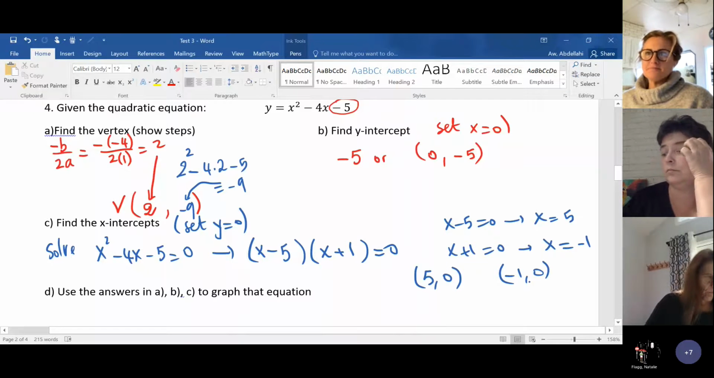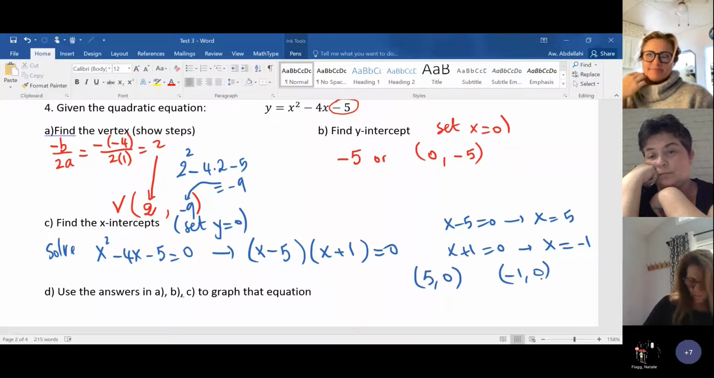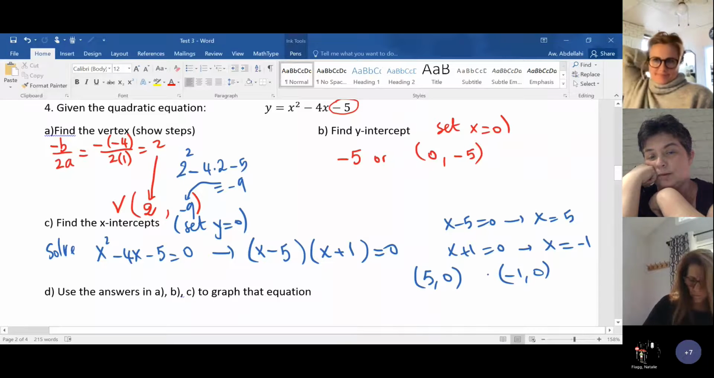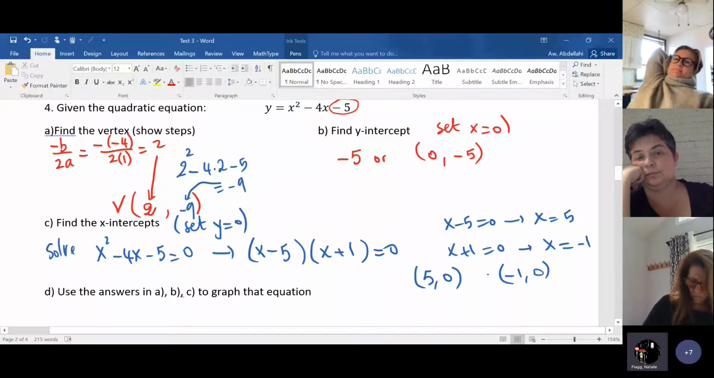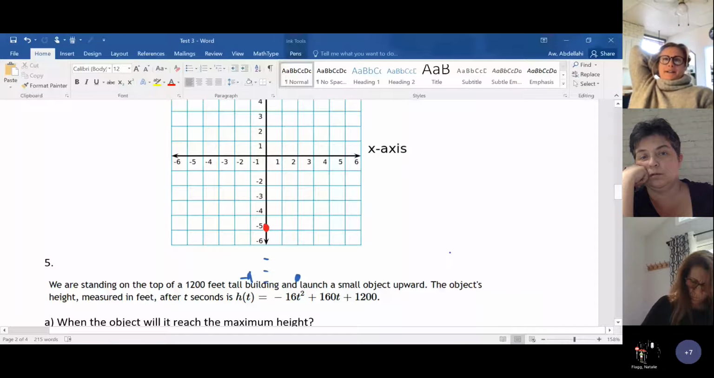Everybody understands this? For the x-intercept, the y-intercept, and the vertex, everybody understands these three cases? All of you? If you have some doubts, you ask questions, okay? All right, so now my two x-intercepts are (-1, 0) and (5, 0). So that's going to be my graph like this. All right, that is my graph.